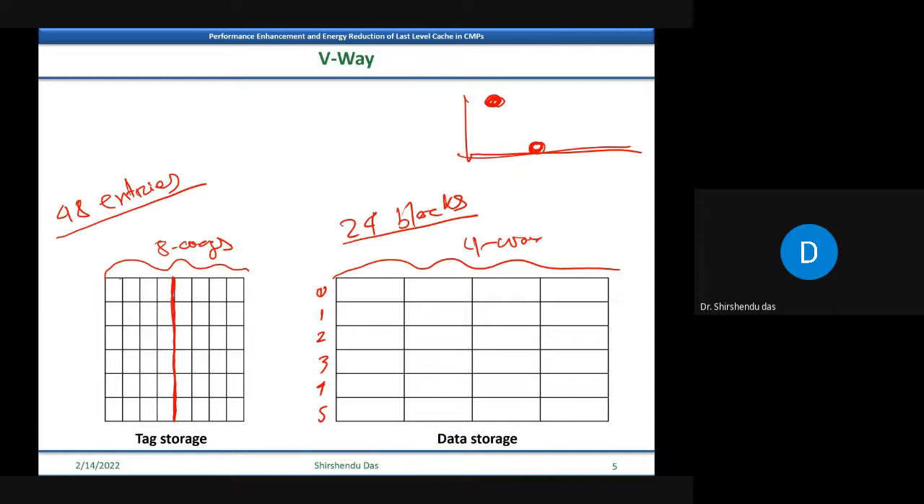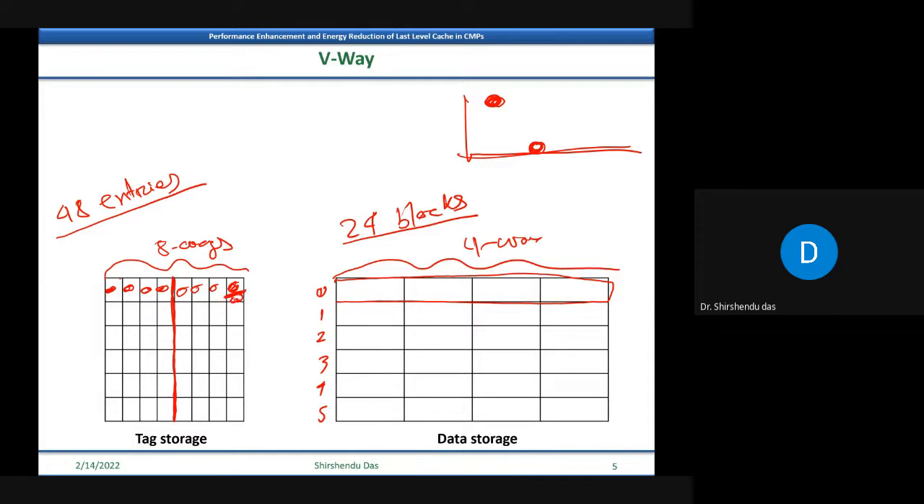So this is their idea: instead of 4 ways, they will go with 8 ways, such that a heavily used set can use more ways. But now how will they maintain the mapping? Suppose there are 8 locations here, and in this set there are only 4 locations, so you cannot go with static mapping. So that's why they maintain some pointers. Those pointers are called forward pointers and backward pointers. Every location here also stores a pointer.